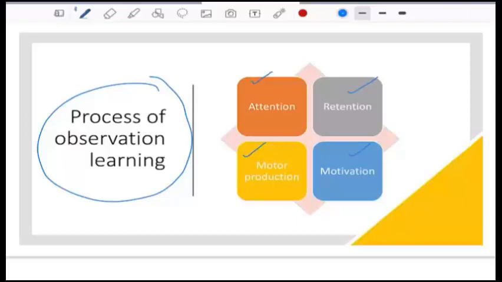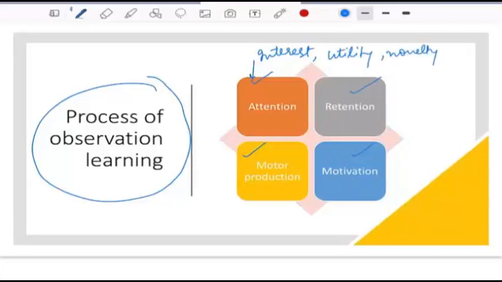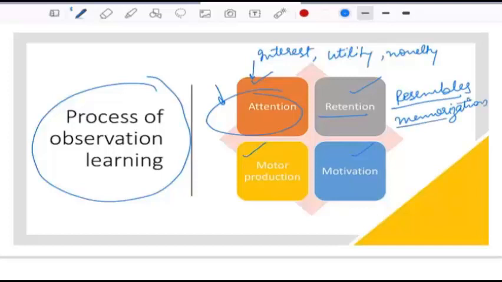Attention is regulated perception and is influenced by many things, such as if your interest is there, you will attend. What is its utility? Where you are going to utilize it. Novelty, opportunity to observe the behavior. All these things will help you pay attention while observing something. Retention, next one. The observer must remember the observed behavior, so they should be able to symbolically represent or resemble the observed behavior. Memorization, resemble.